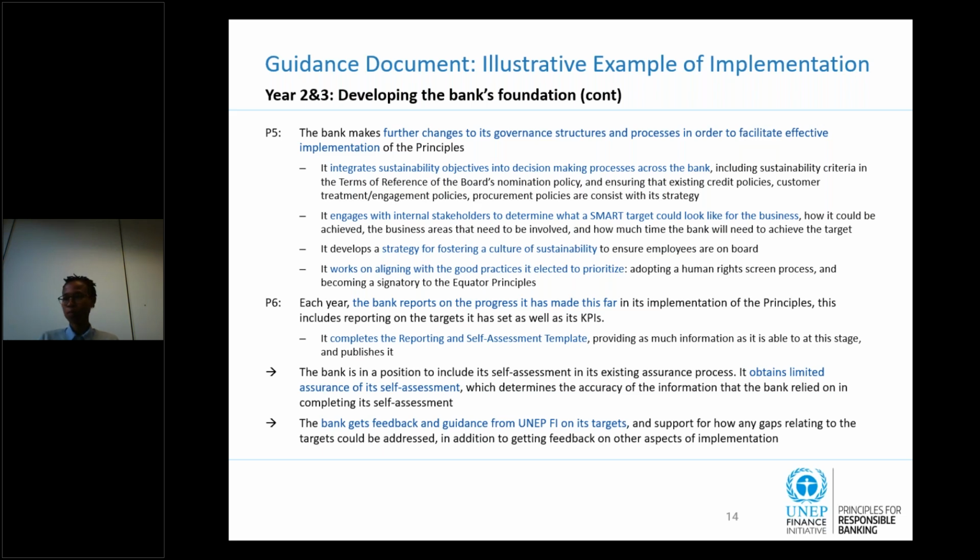And then on to Principle 6, each year the bank is reporting on the progress that it's making. And it's starting to report on the targets as well as the KPIs that it set itself as well. And again, it works through the reporting and self-assessment template, providing as much information as possible, and really building on what's happened in the previous year. And again, it obtains limited assurance of its self-assessment. It checks through the accuracy of the information. And again, the bank is seeking feedback and guidance from UNEP FI on its targets and some insights around how any gaps relating to the targets could be addressed, and any other elements of implementation as well.